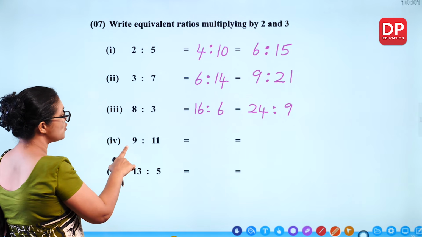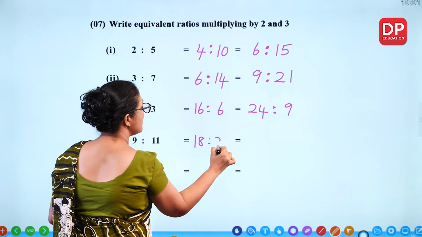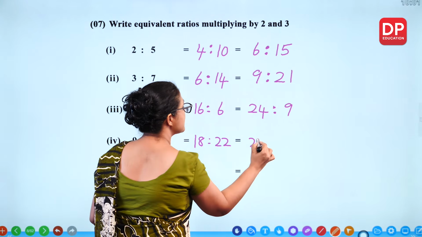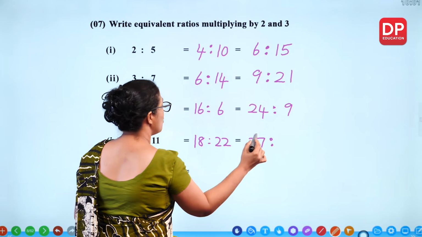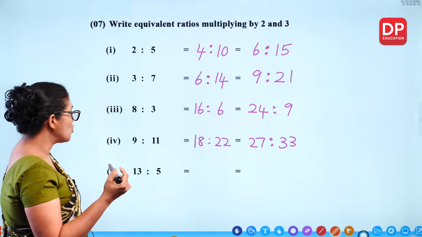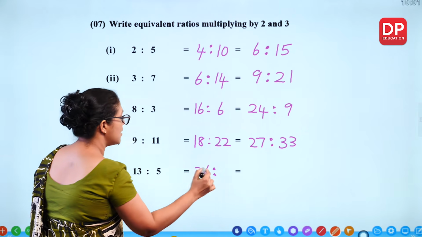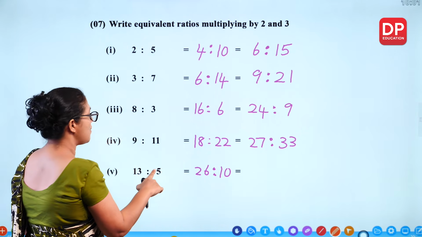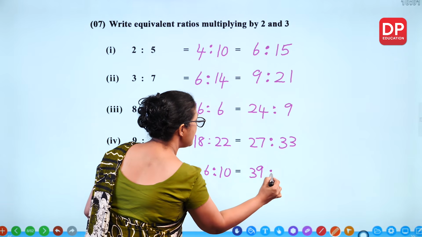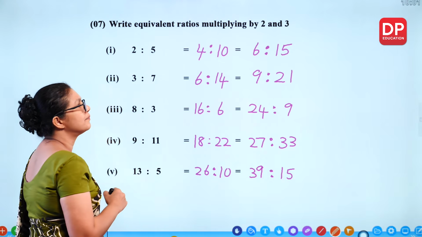This one multiplied by 2: 2 times 9, 18; 2 times 11, 22. Multiplied by 3, you get 27 and 33. This one multiplied by 2, you get 26 and 10. Multiplied by 3, 39 and 3 times 5, 15.